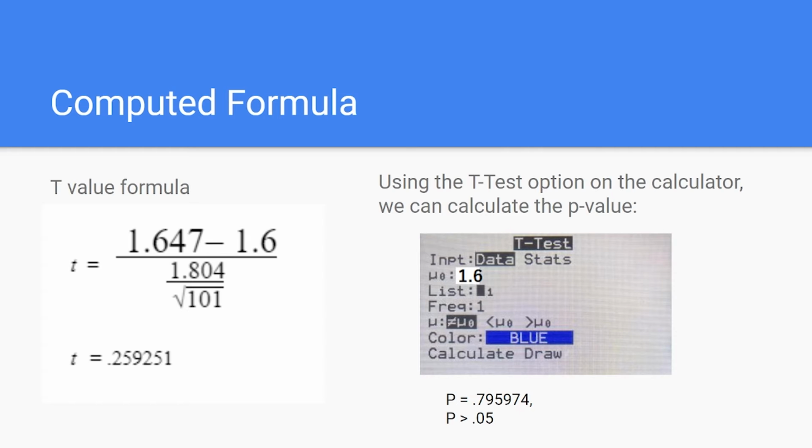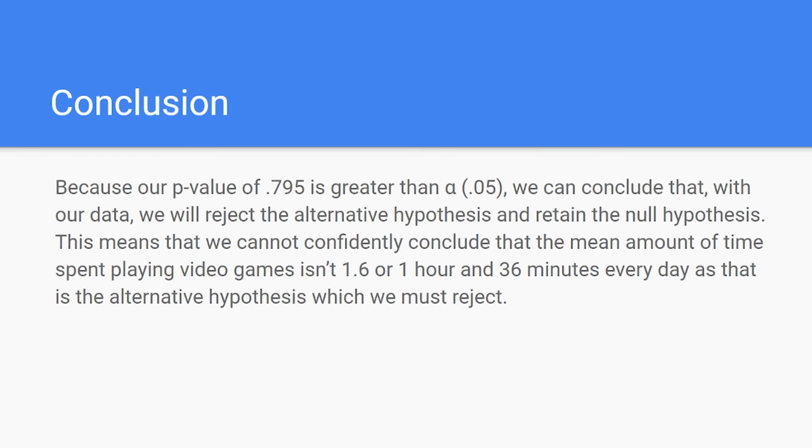Doing so, we come out with p is equal to 0.795974, which means it is greater than 0.05. Because our p-value of 0.795 is greater than alpha, we can conclude that with our data, we will reject the alternative hypothesis and retain the null hypothesis.